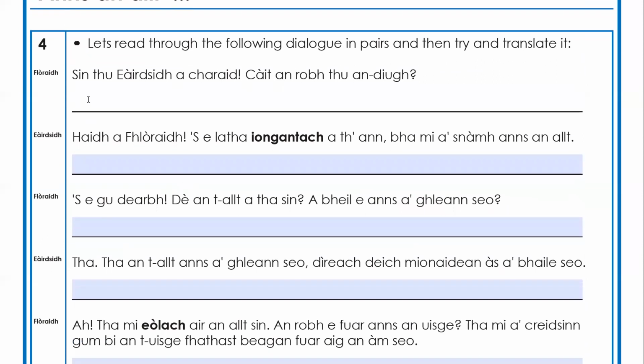So hopefully you had a go at pronouncing those sentences, reading them out. Shinu erchi a charage, catch and row u and Jew. So what do we mean here? Shinu erchi. So it's yourself or something. Archie, friend, and friend is in the vocative case there, so an carriage. It's yourself, Archie, friend, catch, row and you, where you today.